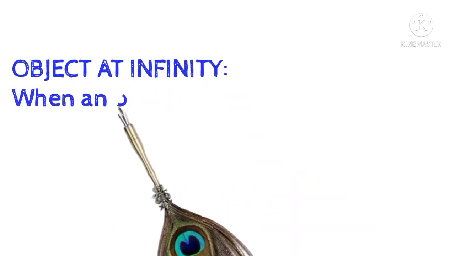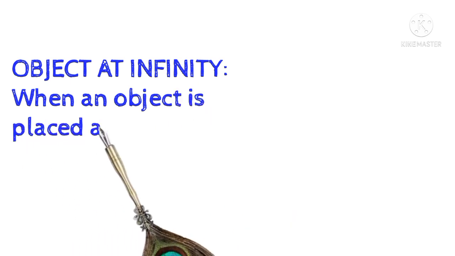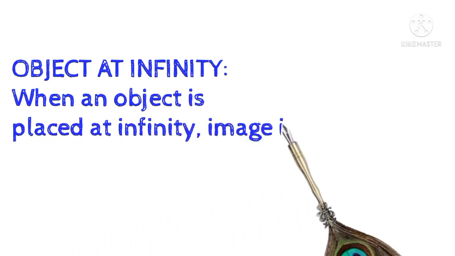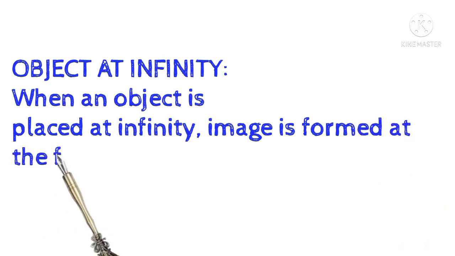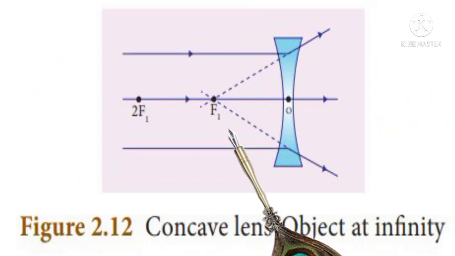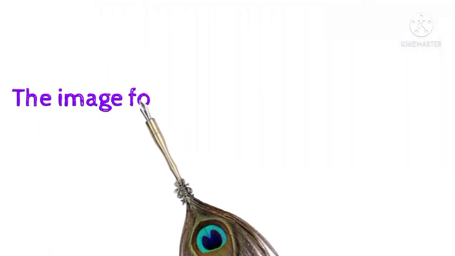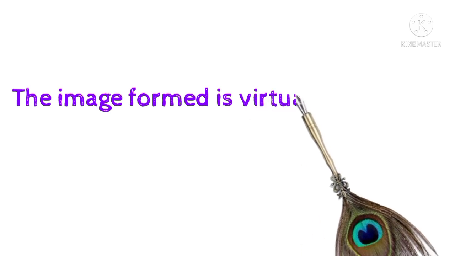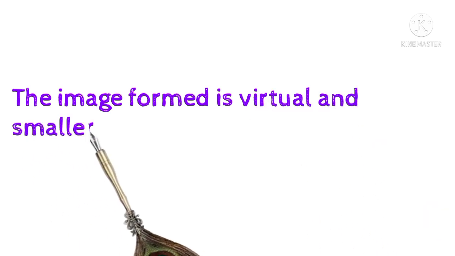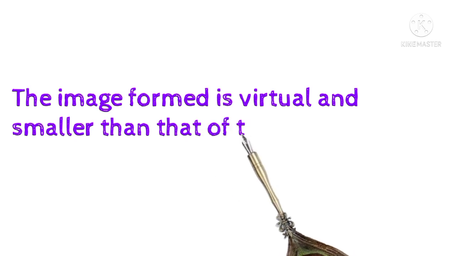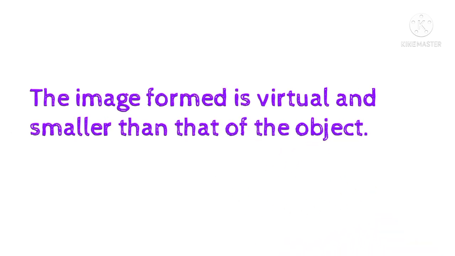The first position is object at infinity. When an object is placed at infinity, that is far away from the lens, image is formed at the focus. In this picture, we can see the image is formed at the focus when an object is placed at infinity, that is far away from the lens. The image formed at the focus is a virtual image. Virtual image means we cannot see a real image. That is known as virtual image, and the image is smaller than that of the object.